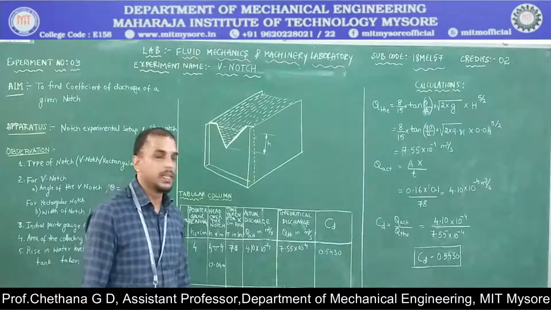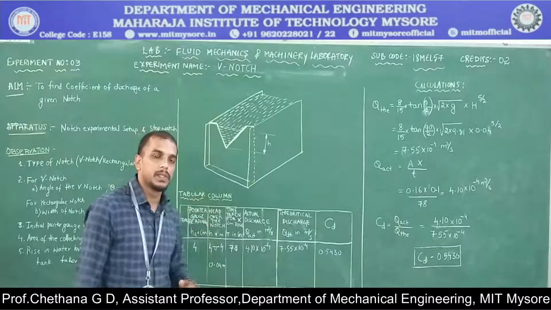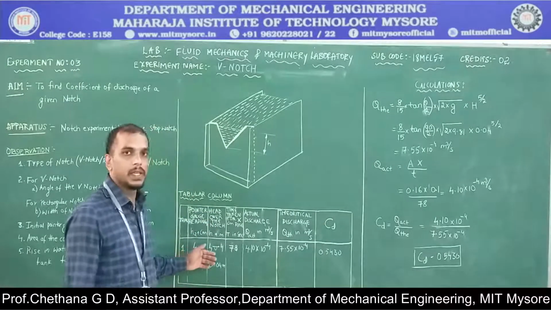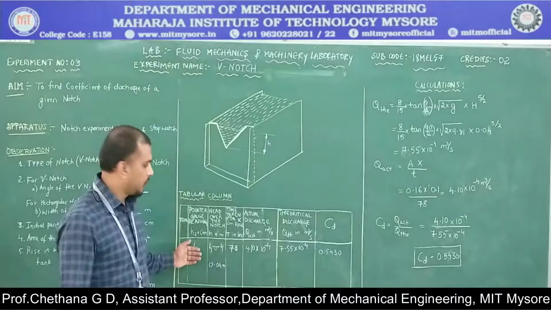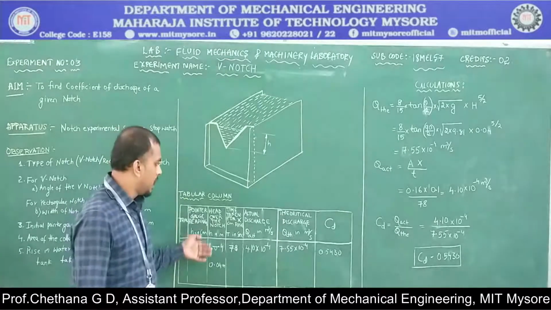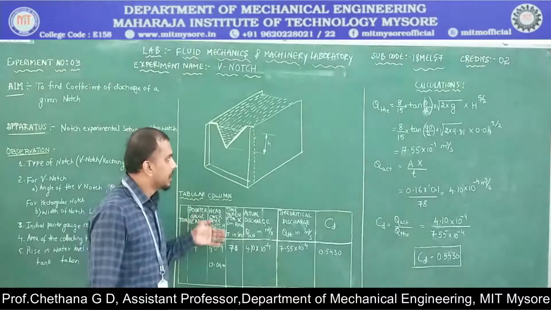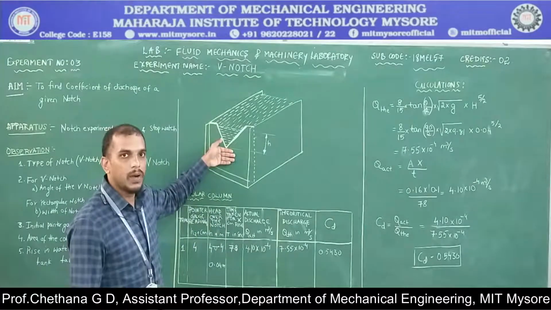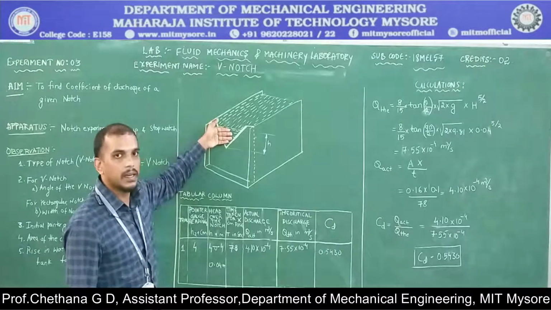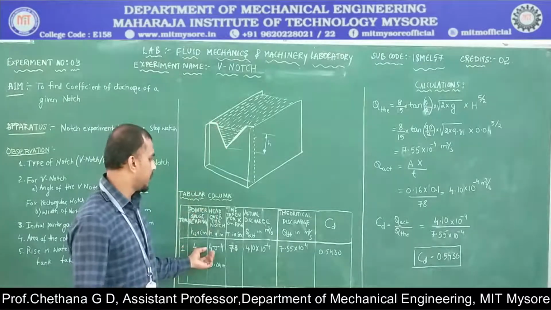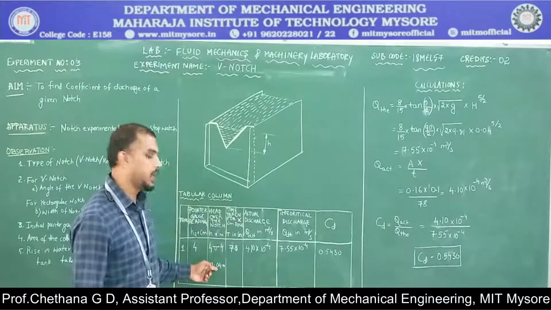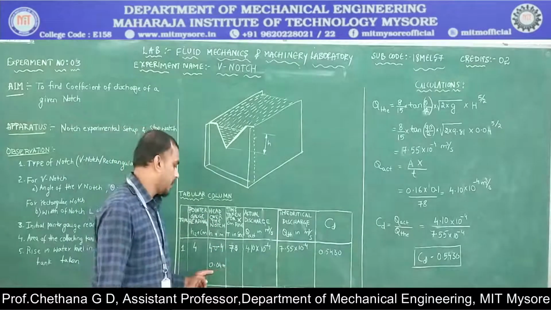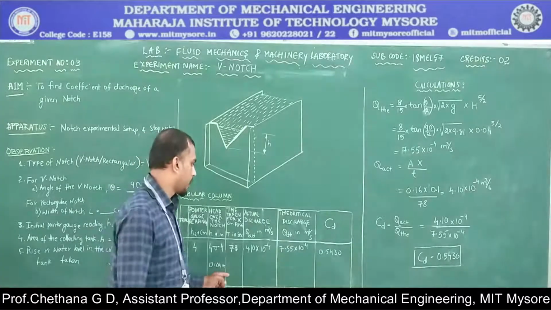Now let us look at the tabular column which is tabulated from the experiment. We have a pointer gauge reading which is 4. Then head over the notch. Since we have fixed this as 0 and then we have set the pointer gauge, of course it will be 4 minus 0, that is 4 centimeter. But we want it in meter, convert it into meter, you have 0.04 meter.